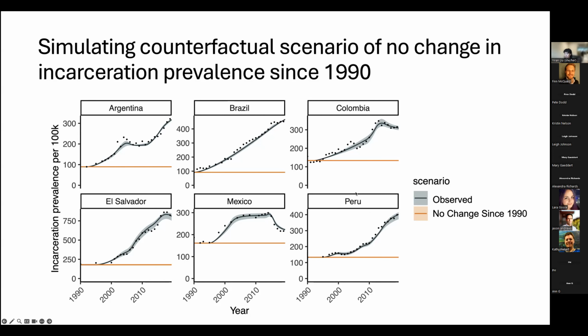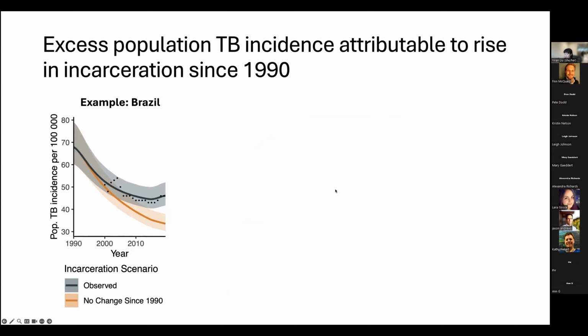All right, so now with the observed mass incarceration scenario and the counterfactual scenario, we then looked at TB incidence at the population level under each of those scenarios. So here, again, we have time on the x-axis, and now we have the incidence rate of TB at the population level on the y-axis. Here I'm just showing you Brazil for simplicity, but again, the dots represent the data that we fit to for our observed scenario. And then the orange line here represents the predicted TB incidence in Brazil if incarceration prevalence had remained constant since 1990.